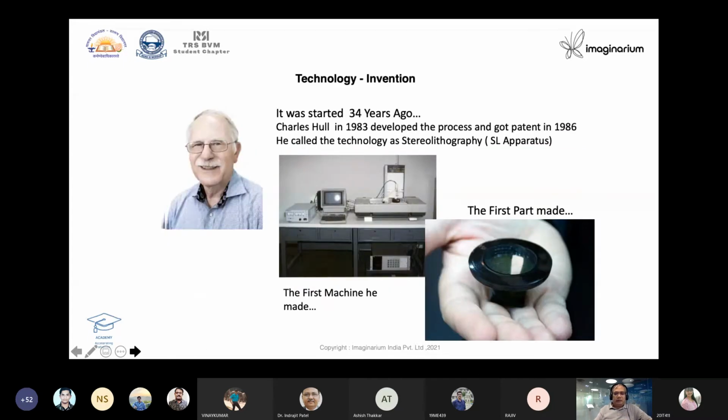And Chuck Hull, in 83, developed a very simple process. He called it stereolithography, a very wonderful name. Stereo means depth, lithography means printing. So he had already called it 3D printing indirectly. And his technology even today is a very, very important technology. It's a very seminal contribution by Chuck Hull.